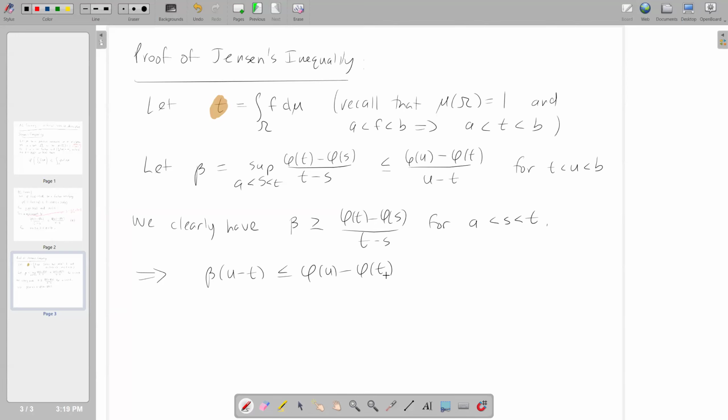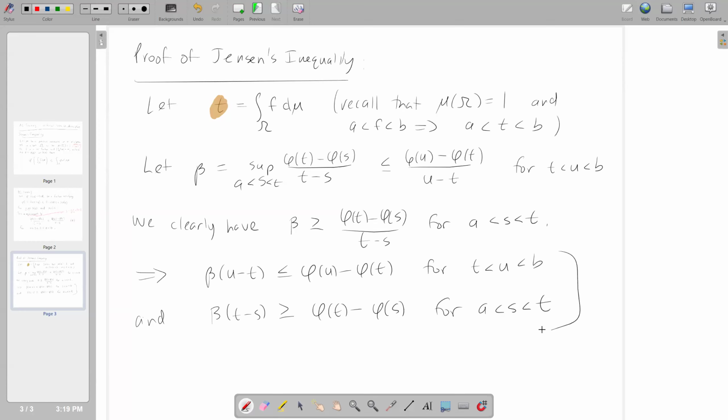For t less than u less than b, I'm just multiplying by u minus t. And the other one is beta of t minus s is greater than or equal to phi of t minus phi of s for a less than s less than t. Okay? And now we're just gonna combine these into a single statement.